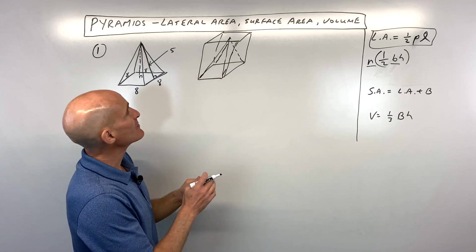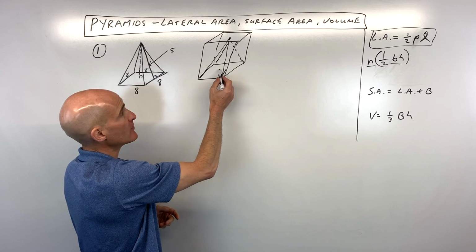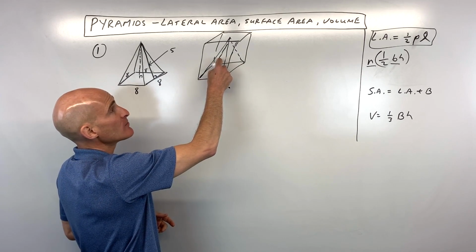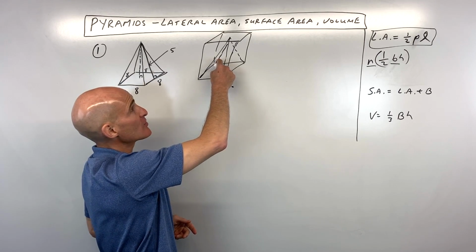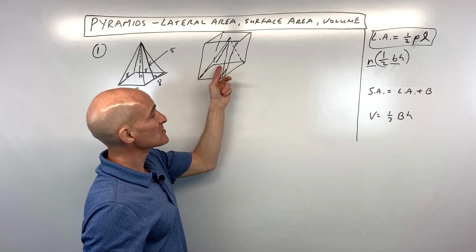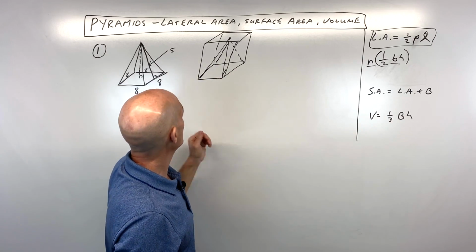And what I try to demonstrate here is that if you were to put a pyramid inside of a prism, and if the bases are the same and the height is the same, you could actually put 3 of these pyramids inside of that prism. So that means that one of these is only going to take up 1/3 of the volume. So let's go ahead and work through this problem here.